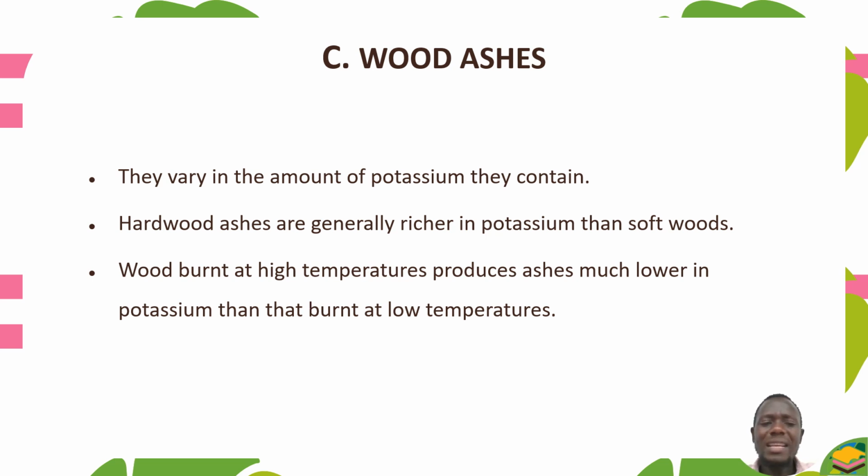Wood that has been burnt at high temperature produces ashes much lower in potassium than that burnt at lower temperature. So if you burn the wood at very high temperature, the ash will have much lower potassium than wood that had been burnt at lower temperature.